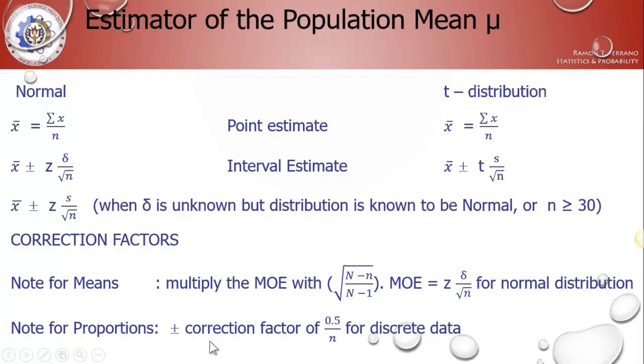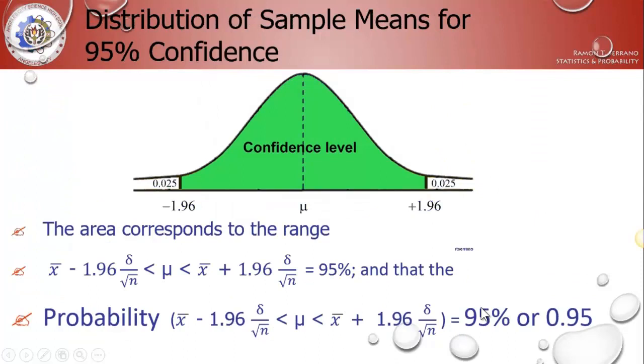Okay. And for proportion, we have a plus and minus 0.5 over square root of n. By the way, for the first one, we multiply our MOE, which is this one, by this factor. Okay, we multiply. But for proportion, we add and subtract.